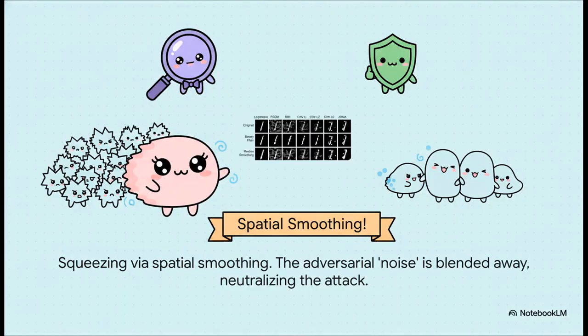Another method is called spatial smoothing, and honestly, it's basically just a very gentle blur. What it does is it averages out the values of pixels that are next to each other. So look at the manipulated image on the left with all that sneaky noise. After you smooth it, like on the right, all those tiny microscopic pixel changes that were fooling the AI just get blended away. It's like you're cleaning the image and neutralizing the attack.